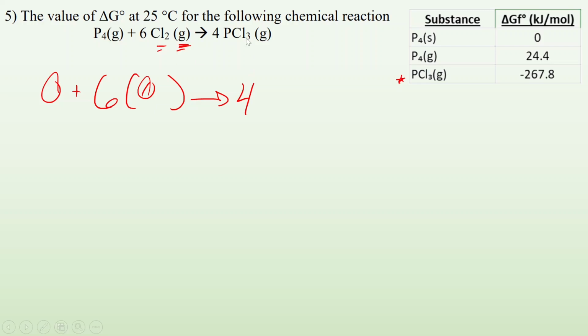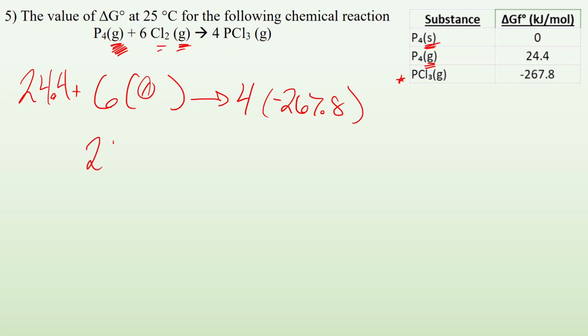Oh, wait. Haha, they almost got me. That's a gas right there, right? So P4 solid is 0, but P4 gas is 24.4. Haha, trying to trip me up. So 4 times PCl3, negative 267.8 for each of those. So my reactants start at 24.4, and my products end up at negative 1071.2. So I know my overall change should be negative.